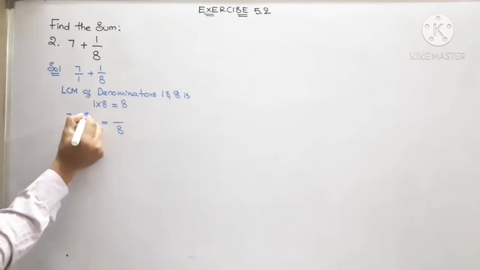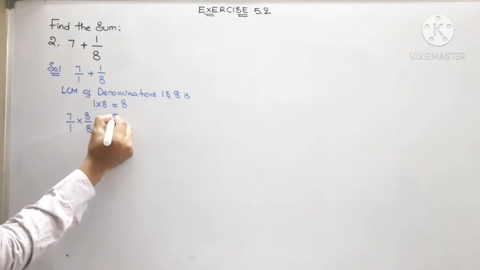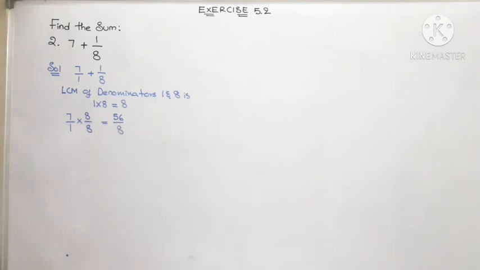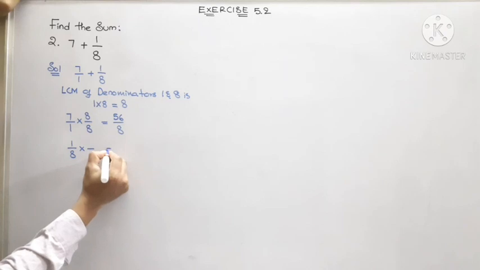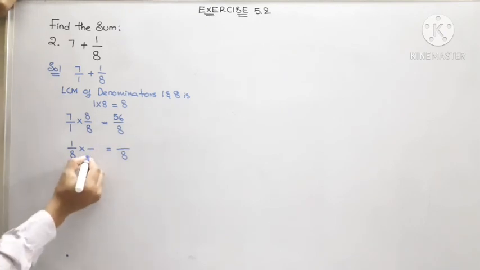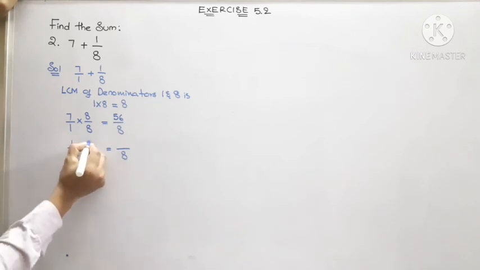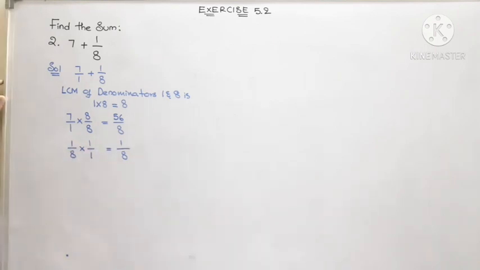The same you will do at the numerator also. 7 eights are 56. Now, the other fraction is 1 by 8, which is to be multiplied with some number so that the denominator must be 8. So 8 how many times? 8 one time. The same should be applied to the numerator also. 1 into 1 gives us 1.